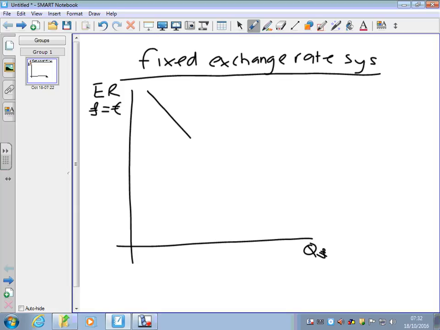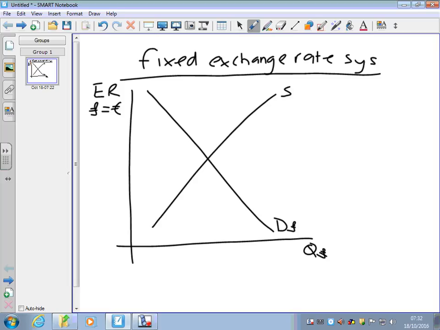Now what we know is we've got a demand for pounds, and the demand for pounds will be based on the demand for UK goods and services, investments into the UK economy. So at a lower value there'll be high demand, at a higher value there'll be a lower demand.